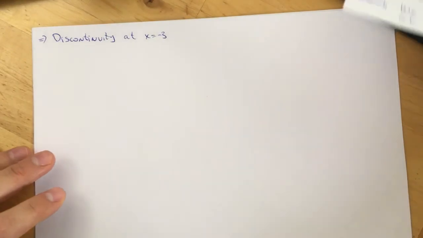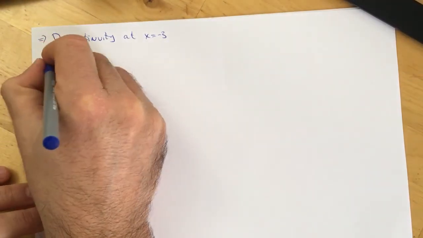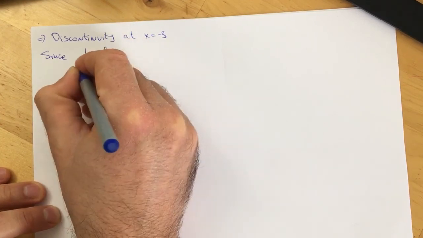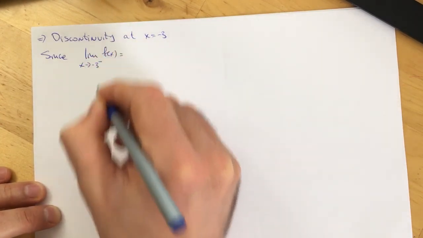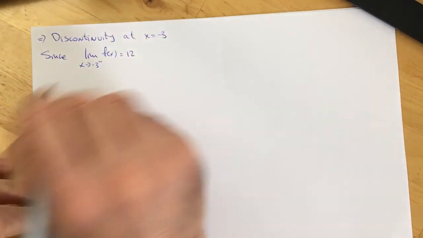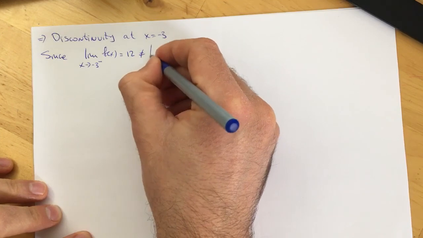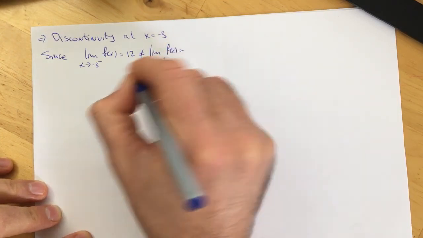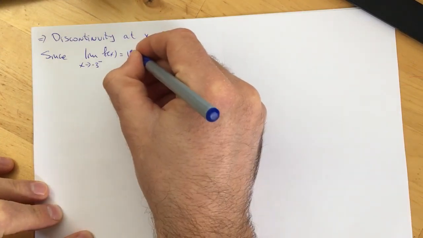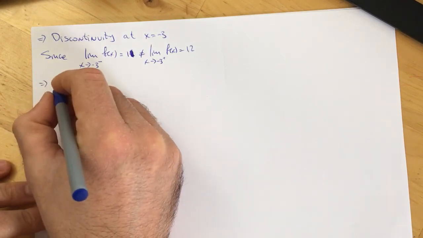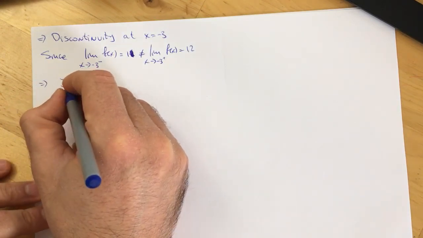Okay, now let us determine the type of discontinuity. Okay, since the limit of f of x as x approaches negative 3 from the left exists, in other words, it's neither positive nor negative infinity, but it is not equal to the limit as x approaches negative 3 from the right. That was equal to, sorry, this one is just 1, from the left is just 1, and from the right is 12, we can conclude that we have a jump discontinuity.